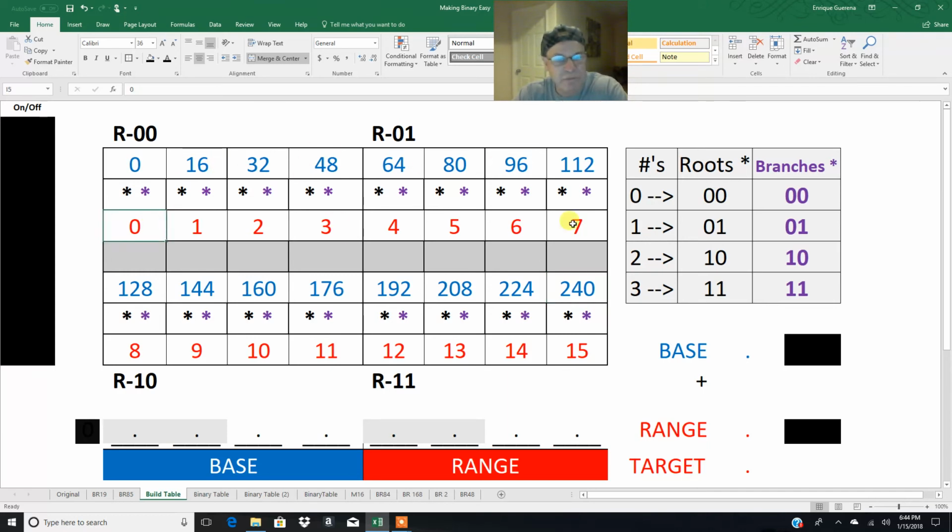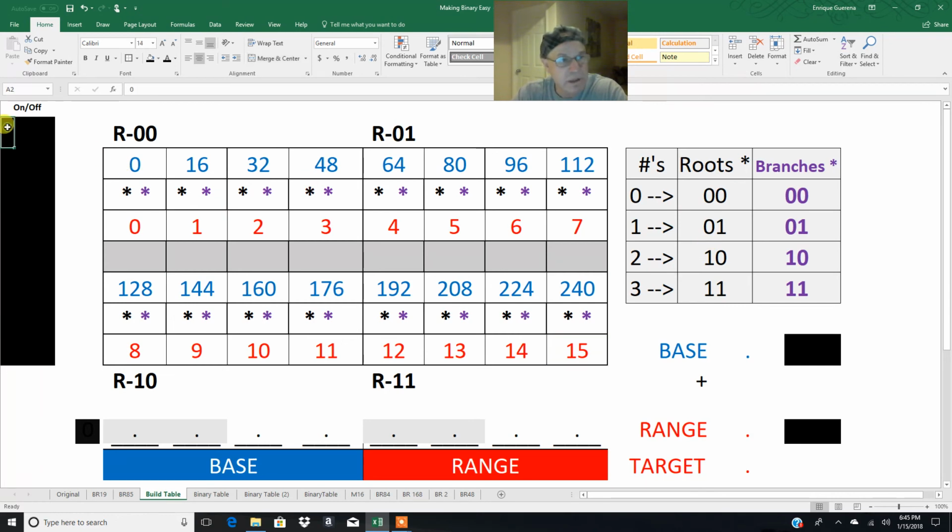And then the range numbers, pretty straightforward. 0, 1, 2, 3, 4, 5, 6, 7, 8, 9, 10, 11, 12, 13, 14, 15. Okay, that's pretty straightforward. But now we want to focus on the roots. So the roots here, they're in black, and the branches are in purple. They're the same number. So there's only from 0 to 3.